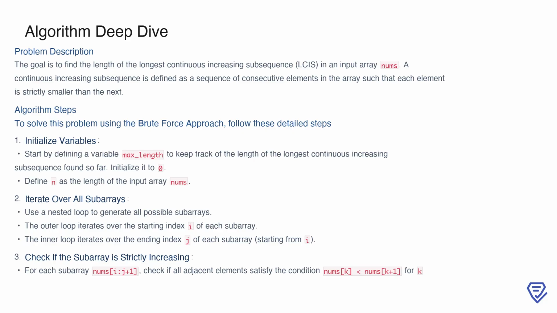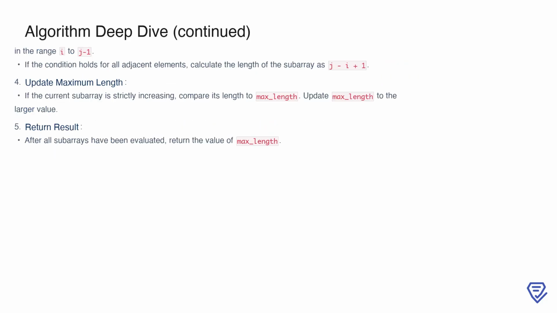For each subarray, we then check if it satisfies the condition that all adjacent elements are strictly increasing, meaning nums[k] is less than nums[k+1], for every index k between i and j-1. If this condition holds true for a subarray, we calculate its length as j - i plus 1. At this point, we compare the calculated length with the current max_length. If the subarray's length is greater, we update max_length accordingly. Once all subarrays have been evaluated, the value of max_length will represent the length of the longest continuous increasing subsequence, which is what we return as the final result.